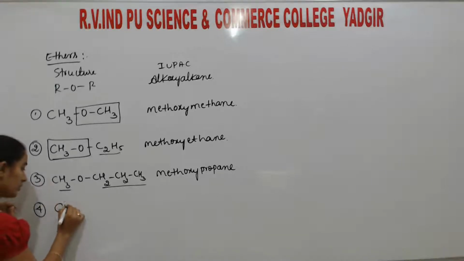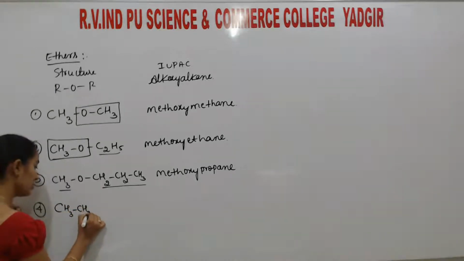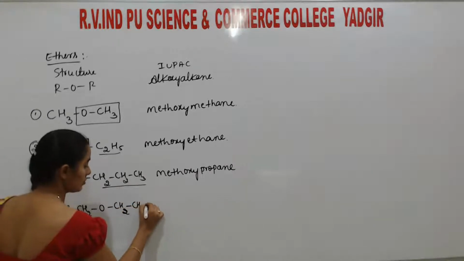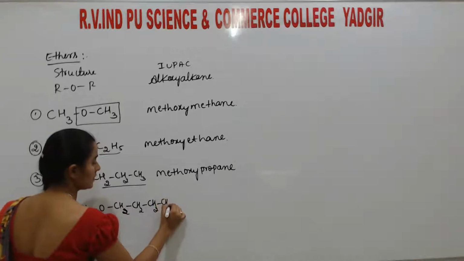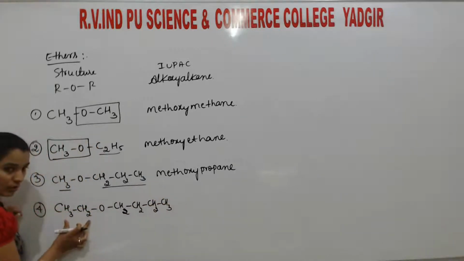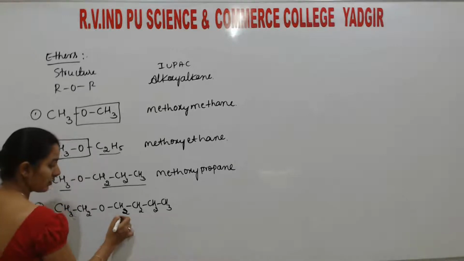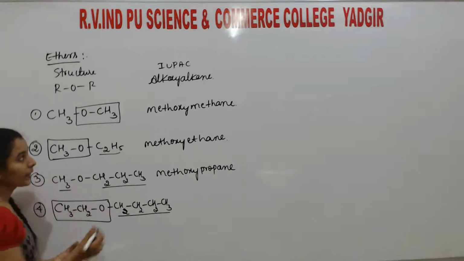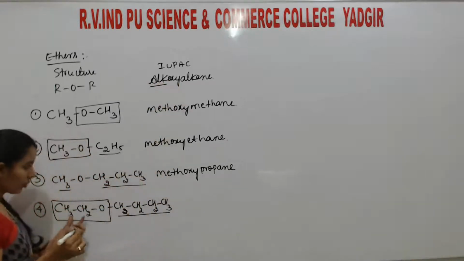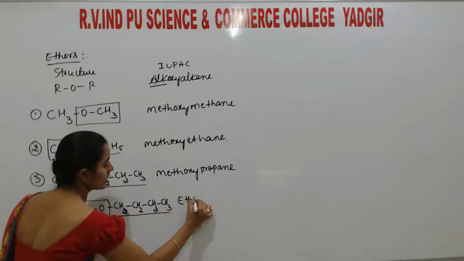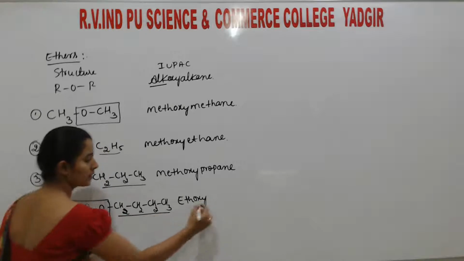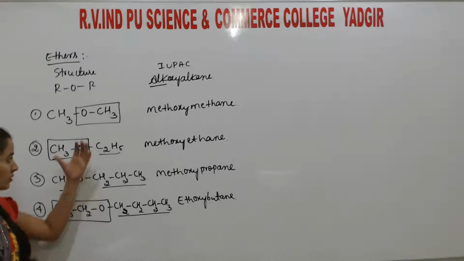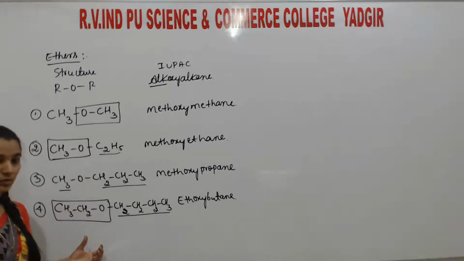Next one is CH3CH2OCH2CH2CH2CH3. So students, here 2 carbon atoms are there, here 4 carbon atoms are there. Of course, this is the parent chain, this is the functional group. Here C2H5, in the place of alk, 2 carbon atoms means eth comes. That is ethoxy. This one is butane. I hope you got an idea how to name the compounds. So these are the aliphatic compounds.